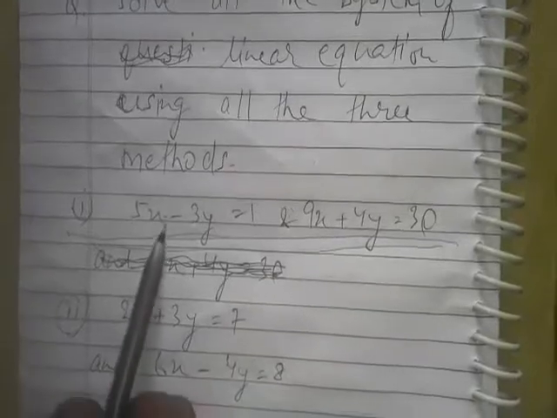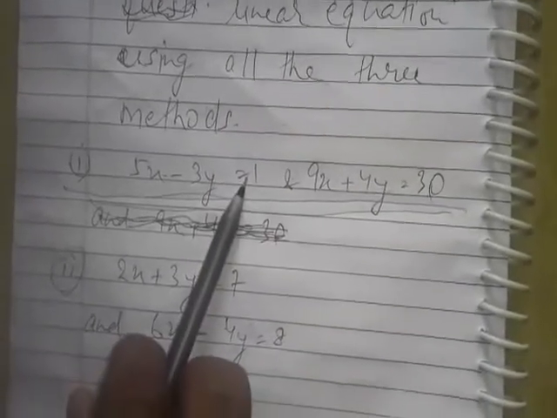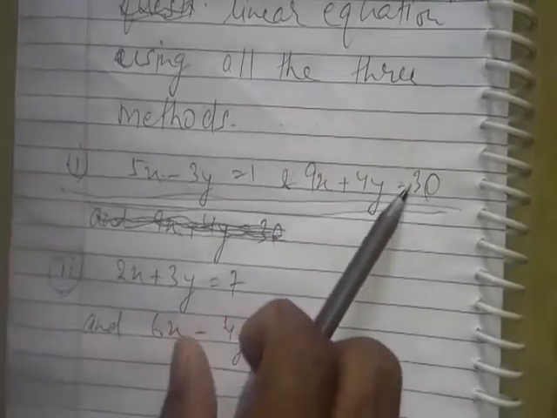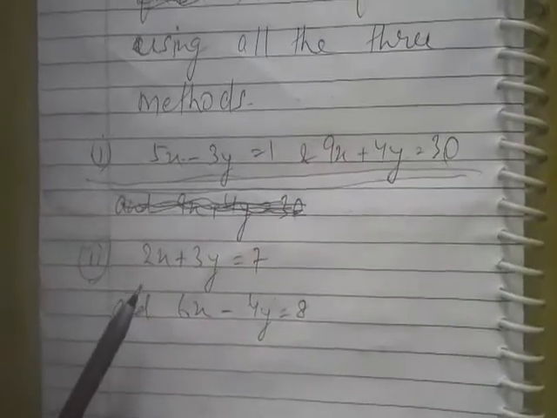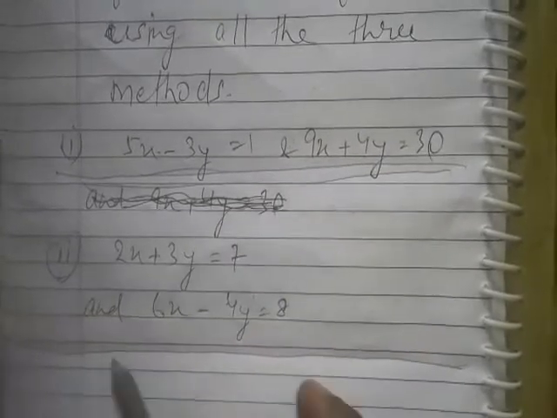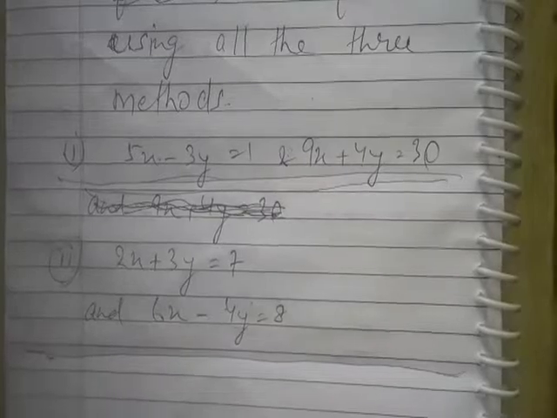You have two questions. The first one is 5x minus 3y is equal to 1, and the second equation is 9x plus 4y is equal to 30. And the second question, 2x plus 3y is equal to 7 and 6x minus 4y is equal to 8. You can practice these types of questions by yourself also, taking questions from books or from anywhere, to get command over these types of questions.